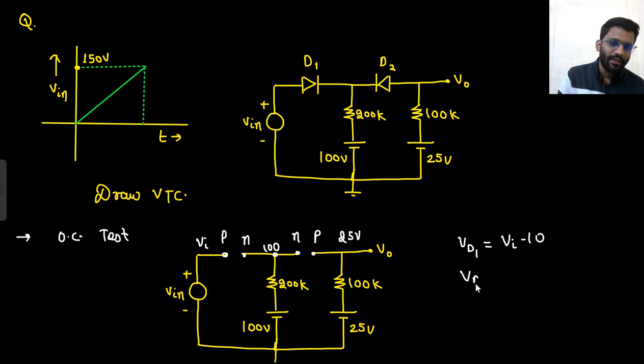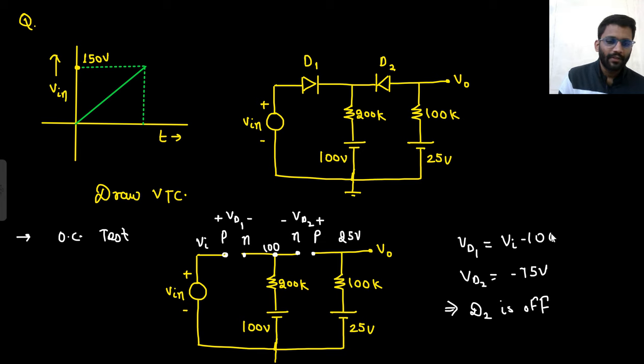What is your VD2? Here this is your VD2, right? P to N, here also P to N, this is your VD1. What is your VD2? That is minus 75 volt. What do you see here? D2 is off. For VD1 to turn on, you at least need 100 volt. For D1 to turn on, you at least need 100 volt.